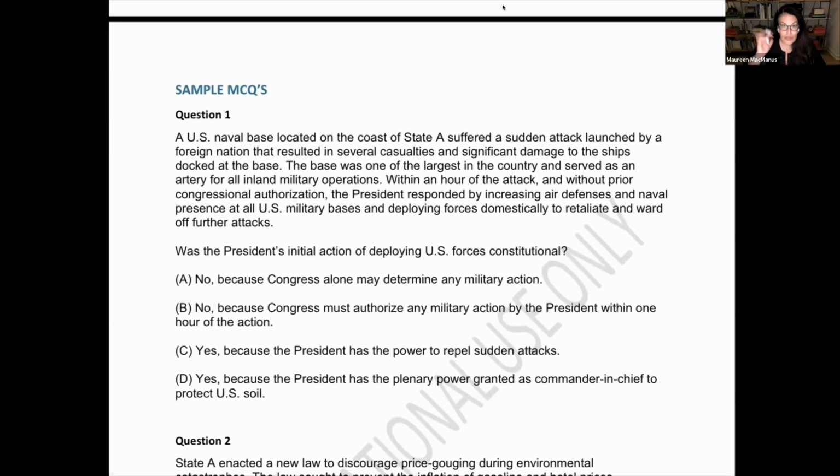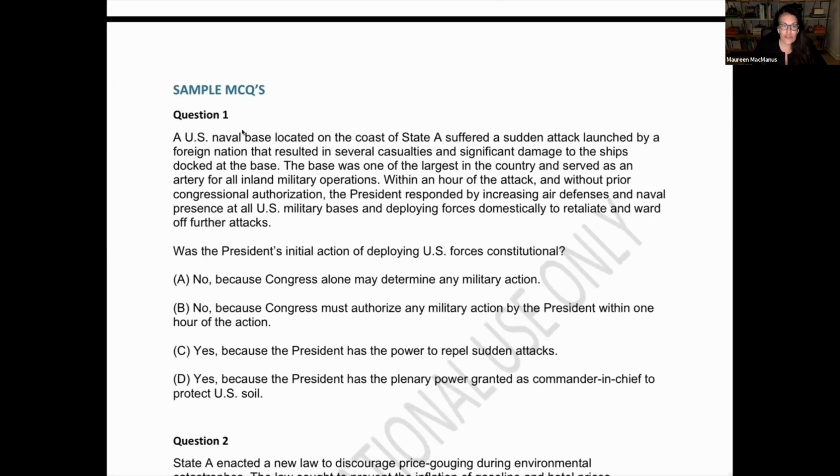This one starts. So first, we always read the call of the question first to get just acclimated. We want to identify what the narrow issue is within the fact pattern. So we always want to be starting with the call of the question. So first, it says here, was the president's initial action of deploying U.S. forces constitutional? So was that constitutional?